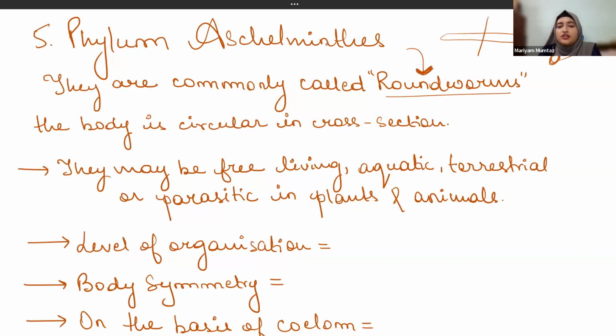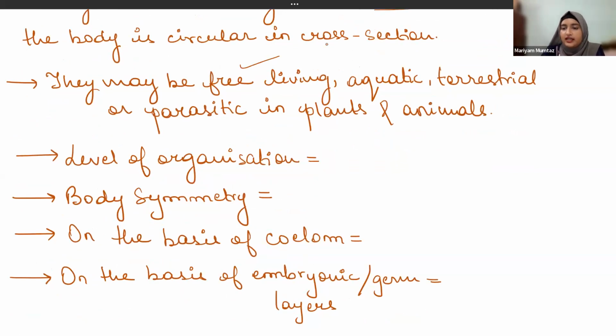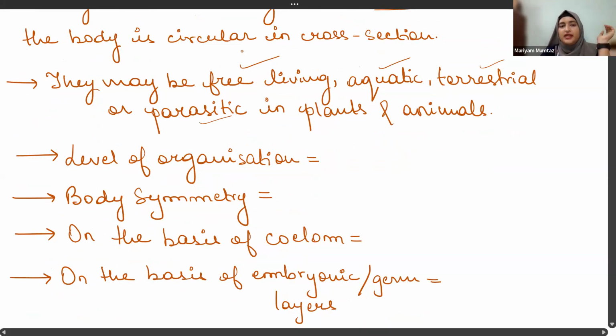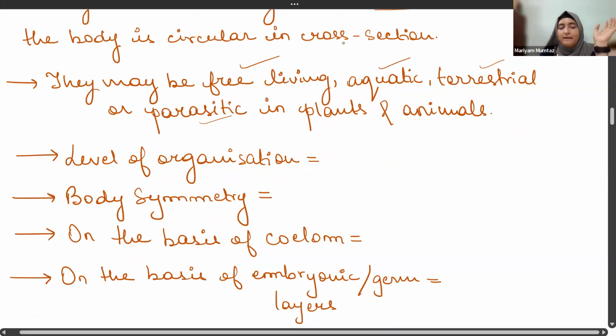Now let us talk about their habitat. They may be free living. They can live freely. They can live in water, meaning they are aquatic, or they are terrestrial, meaning they live on the land, or they are parasitic. They possess all sorts of habitats. They are free living also, aquatic also, terrestrial also, and parasitic also. Some of them may be any one of these. There are many members.